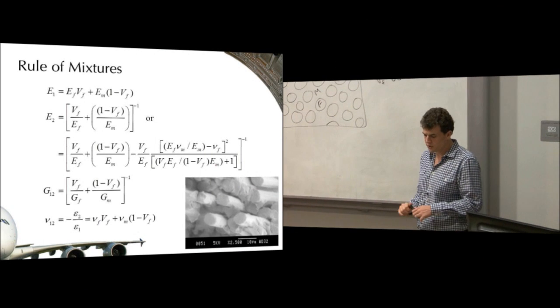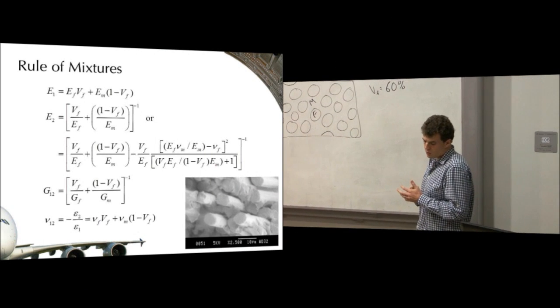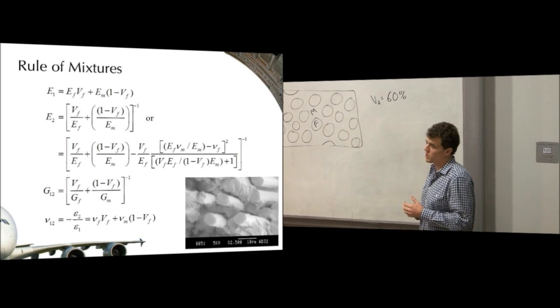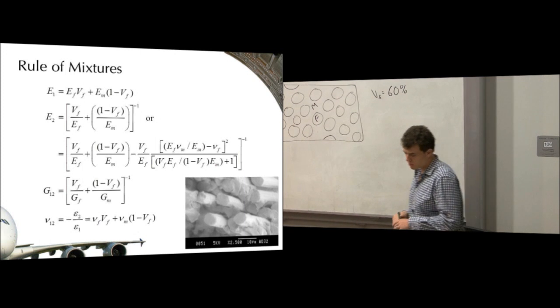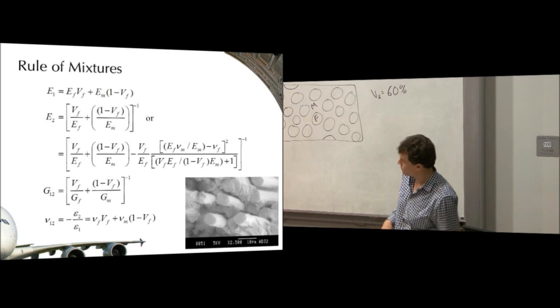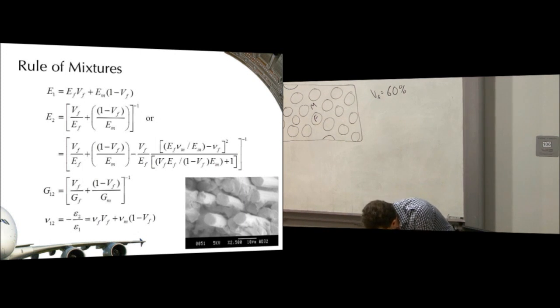Okay, so the simplest way we can predict what the properties are going to be is with what we call a rule of mixtures. And don't get too lost in the formulae. We'll just look at the first one at the moment. So just focus up here.